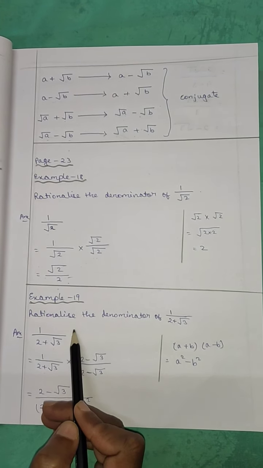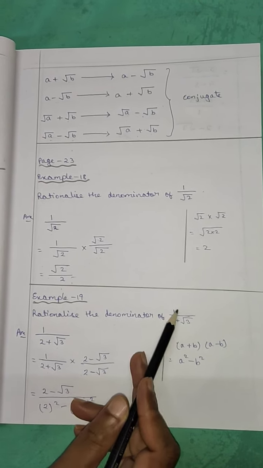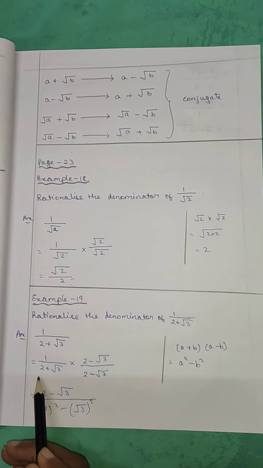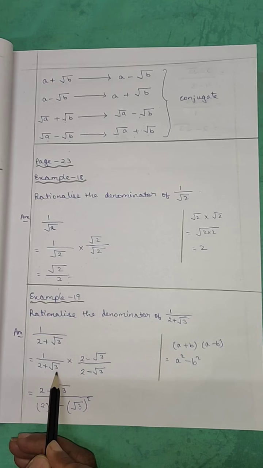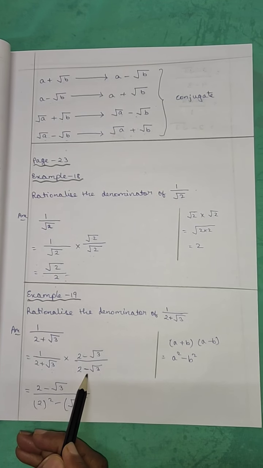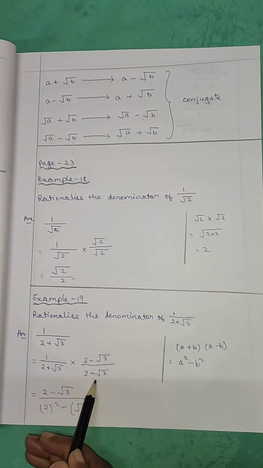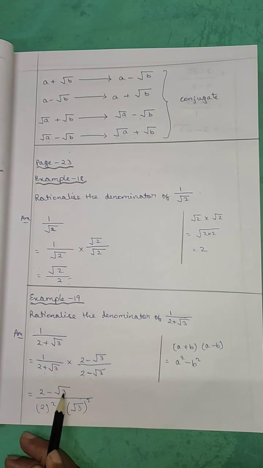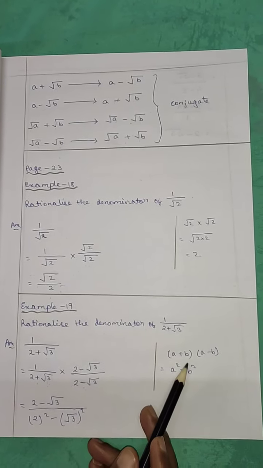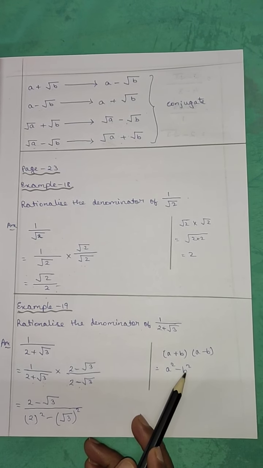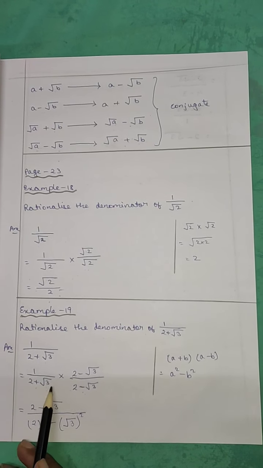Example 19. Rationalize the denominator of 1 by 2 plus root 3. Downside you have 2 plus root 3. Since two terms are together, multiply by its opposite sign. You will be getting 2 minus root 3, 2 minus root 3. So upside 2 minus root 3, downside a plus b, a minus b. It becomes the a plus b, a minus b formula, that is a square minus b square.